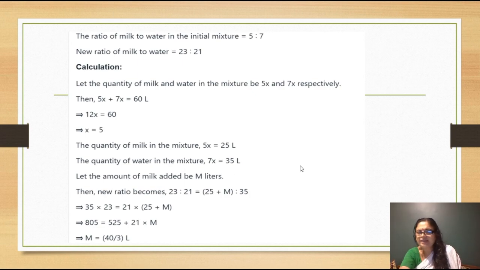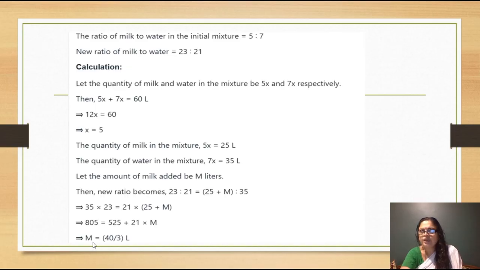So we are adding an amount of milk to the mixture. The new ratio becomes 23:21. That is, 23 by 21 will be equal to (25 plus milk) divided by 35, and from this we can find out the value of milk is equal to 40 by 3 liters.